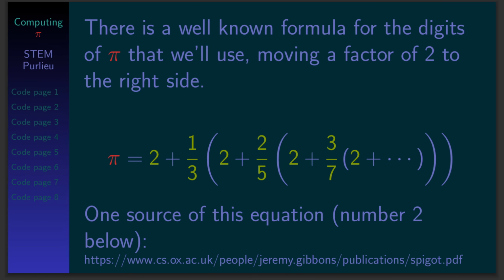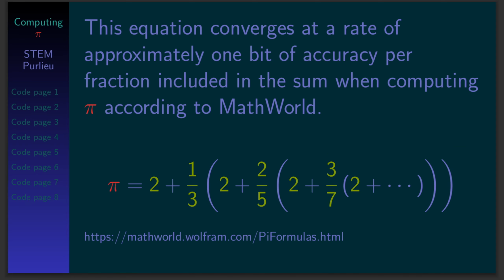To do this type of spigot algorithm where we use only whole number digits, we need to have an expression for pi that can store those digits successfully. There's an expression for pi which converges at a rate of about 1 bit per term, and this is well known. It's equal to 2 plus 1/3 times the quantity 2 plus 2/5 times the quantity 2 plus 3/7, and it keeps going in the obvious pattern.